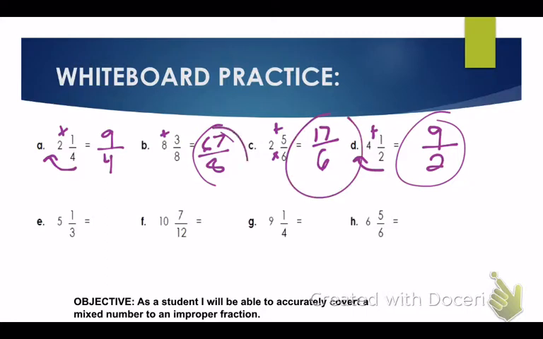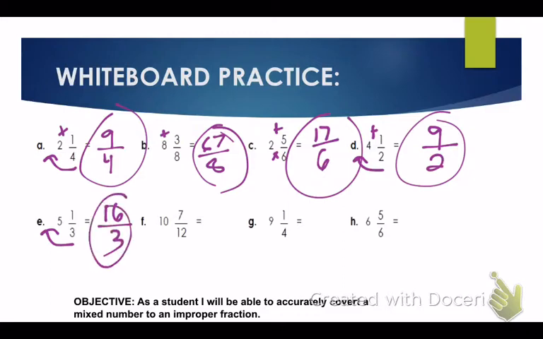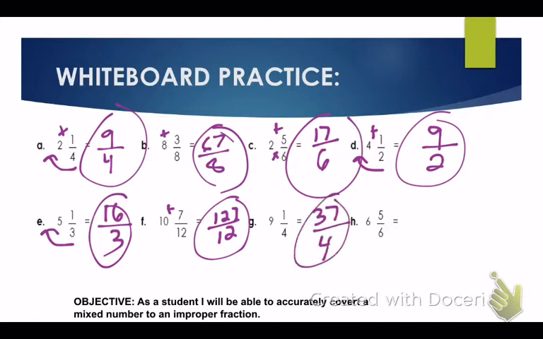All right, here we go. 5 times 3 is 15, plus 1 is 16. Keep our denominator, it's 16/3. Next one, 12 times 10, big number, 120, plus 7, that gives us 127 over 12. 127 over 12, yes, that's a 7. Next one, 4 times 9 gives us 36, plus 1 is 37 over 4. That's the answer you should have. And finally, 6 times 6 is 36, plus 5 gives us 41 over 6.